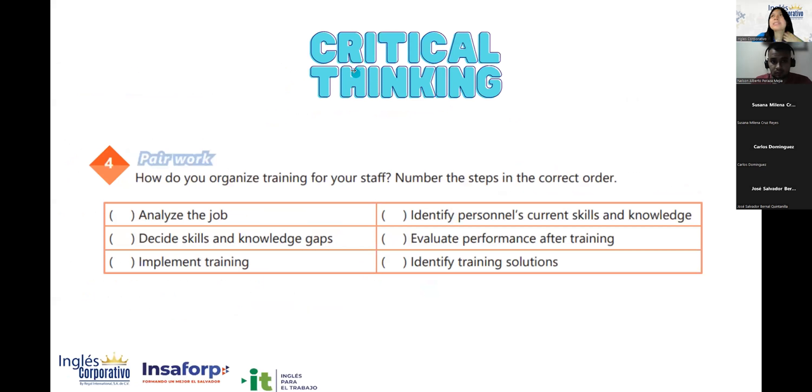And now let's resolve this. It says, how do you organize training for your staff? This is about critical thinking, okay? So let's number the steps in the correct order. What do you do first in order for us to organize a training for the staff? What do we do first? Think about it. First, you need to analyze the job. All right, you first analyze the job. Okay, let's add number one. Then?